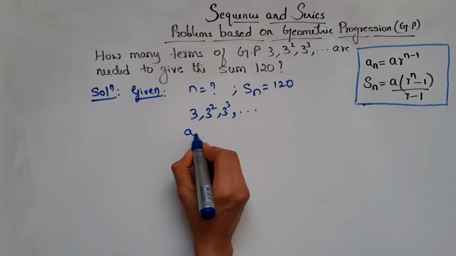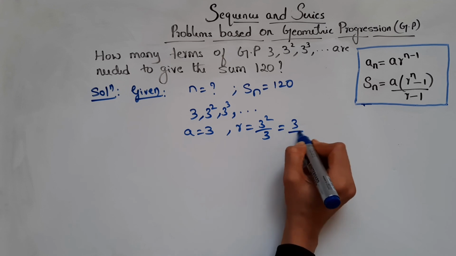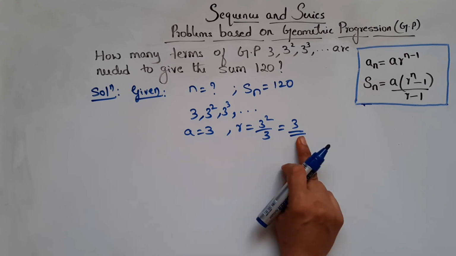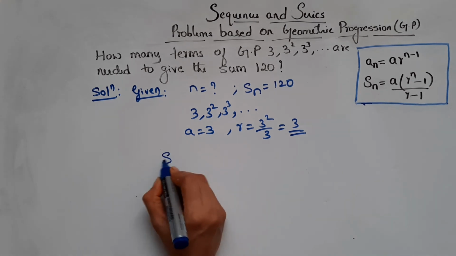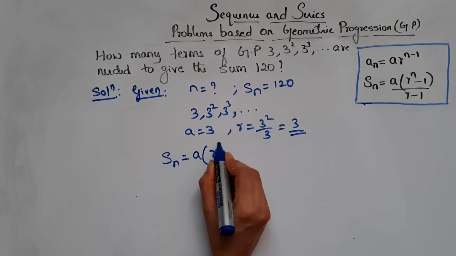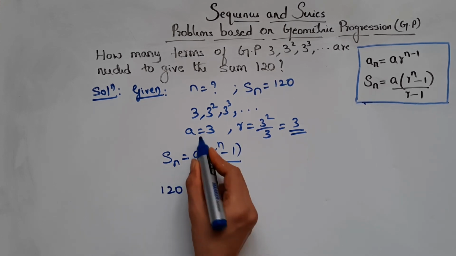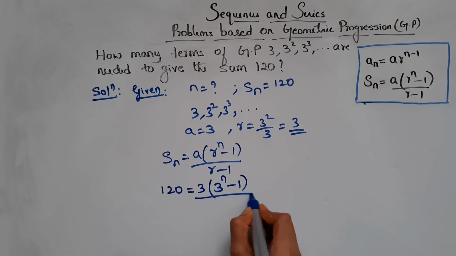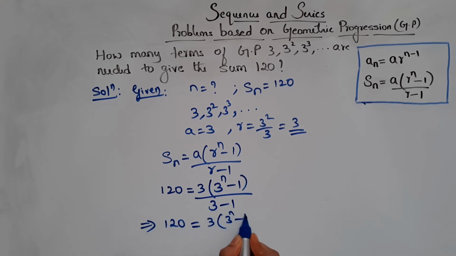From this sequence we know a = 3 and r = 3²/3. That will give you 3, right? So 3³/3² is also 3, right? So therefore the common ratio r is 3. Now that we have Sn, we will put in the Sn formula and find the value of n. So Sn = a(rⁿ − 1)/(r − 1). Sn is 120, which is equal to a is 3 into r is 3, n we don't know, minus 1, by r is 3 minus 1. So this implies 120 = 3(3ⁿ − 1)/2.